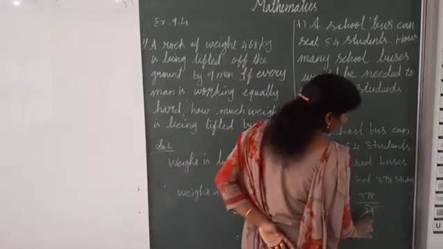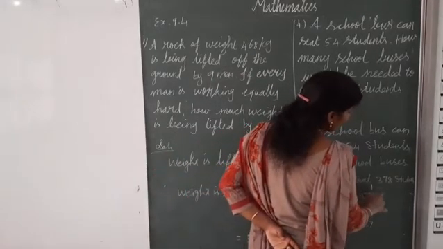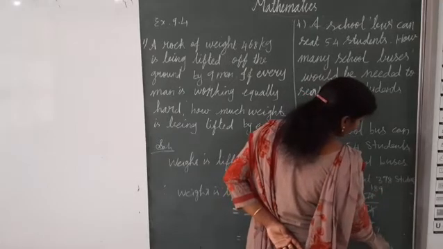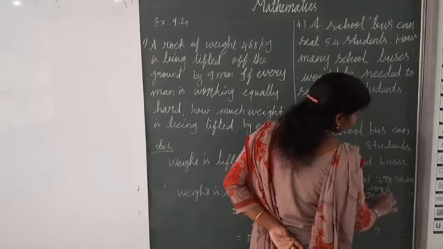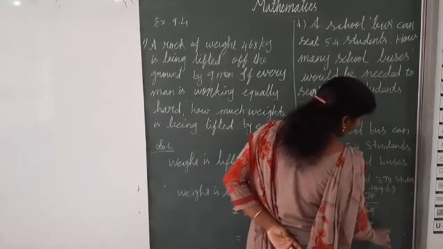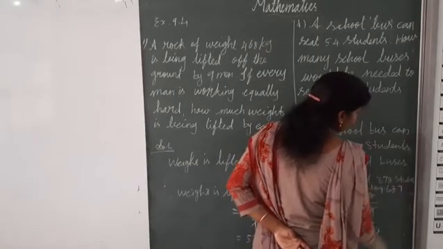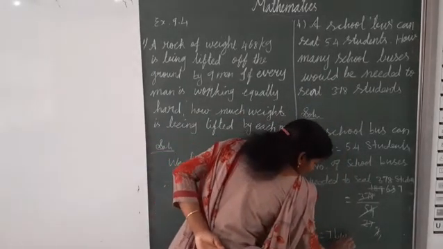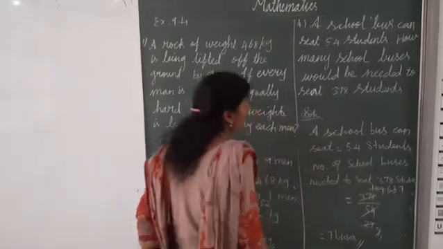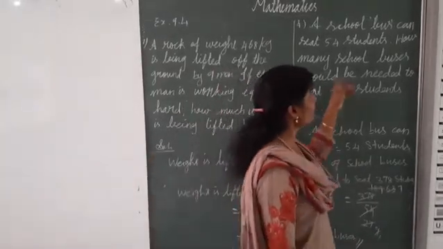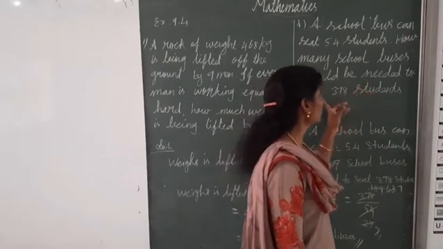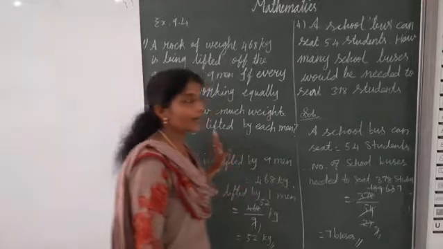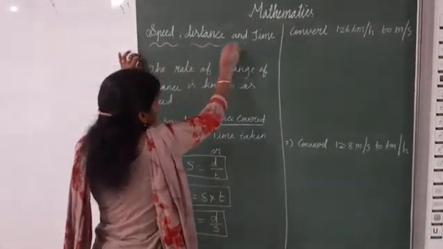Okay, 2 table: 2 2s are 4, 7 2s are 14, 1 2 is 2, 8 2s are 16, 9 2s are 18. 3 table: 9 3s are 27, 6 2s are 18, 6 3s are 18, 3 3s are 9, 1 9 is 9, 7 9s are 63. So how many buses? 7 buses. 7 school buses would be needed to seat 378 students. Clear? Next one, speed, distance and time.